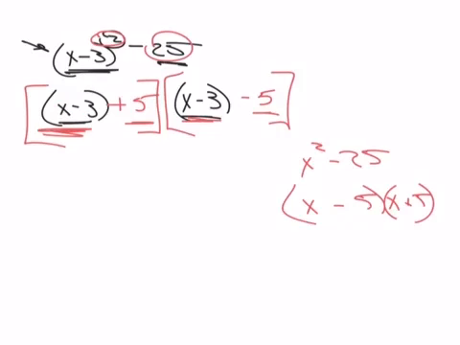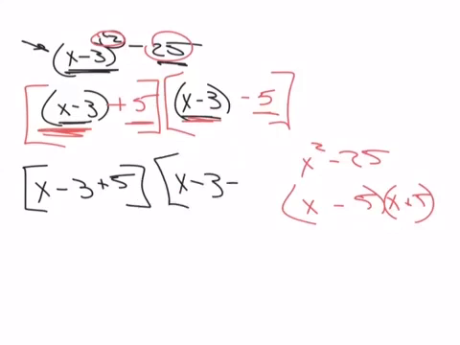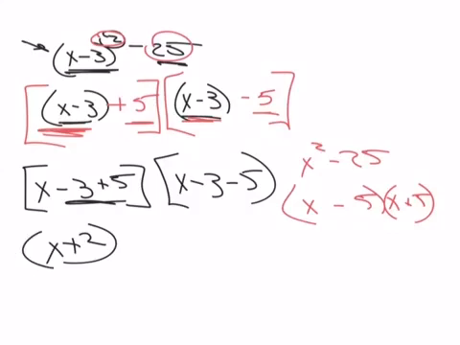Now let's see if there's anything else we can do in there. We've got x minus 3 plus 5 and x minus 3 minus 5. If I take the parentheses off, this gives me x plus 2, right? And this gives me x minus 8. So that ends up being my final answer.